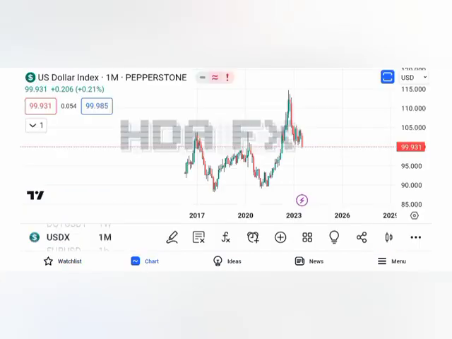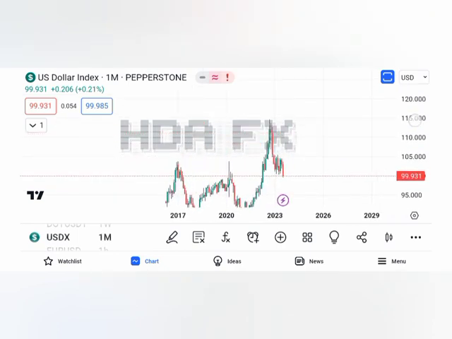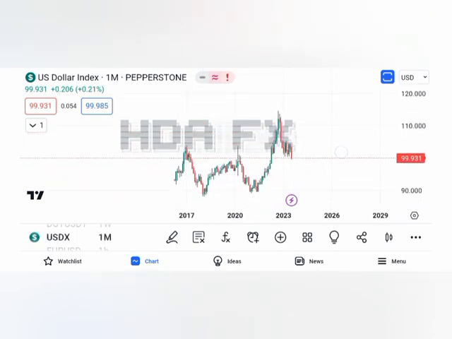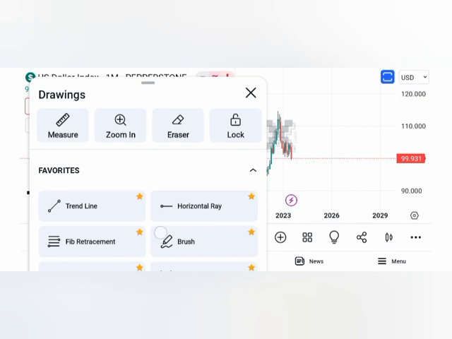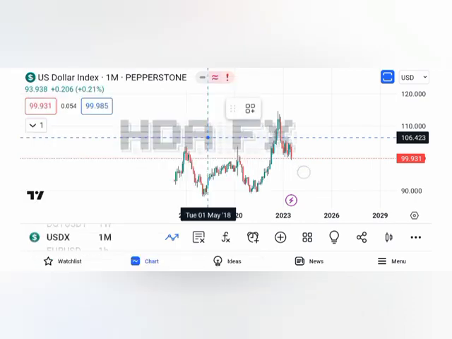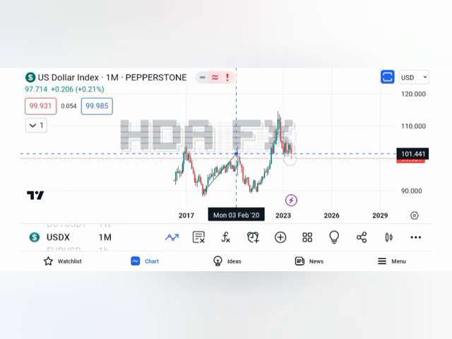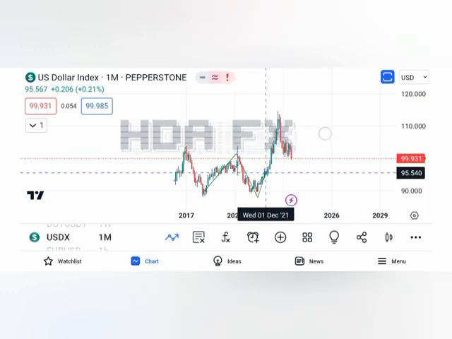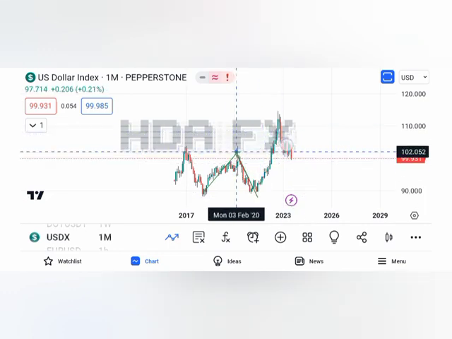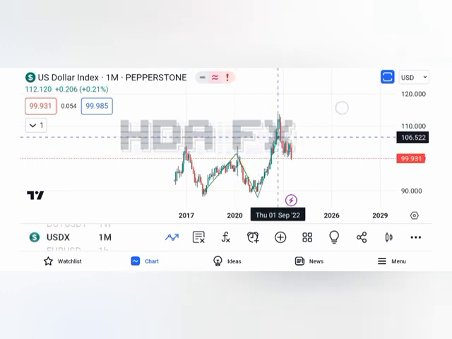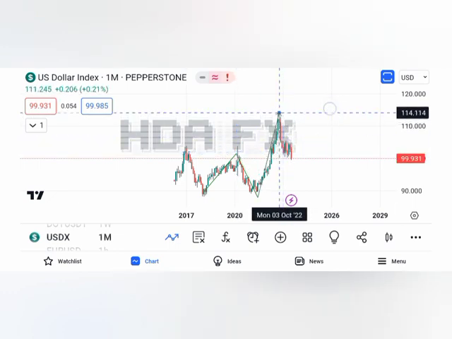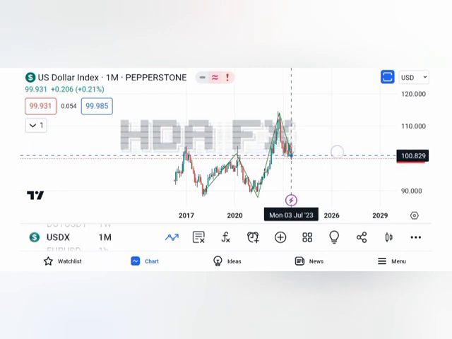Guys, starting with the dollar index, we'll first start with the monthly time frame. Looking at the monthly time frame, you can see that price broke this structure. First, price was within this point, then broke this structure, broke this key level here, and went upward. Then you can see that now price has come down to retest this key level.